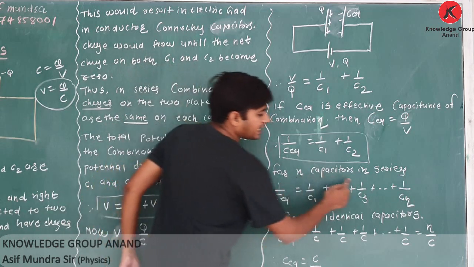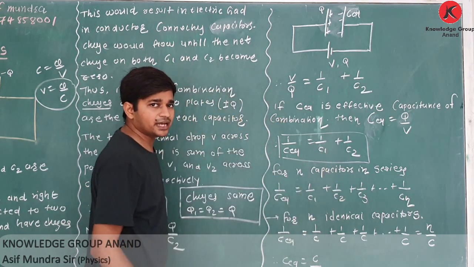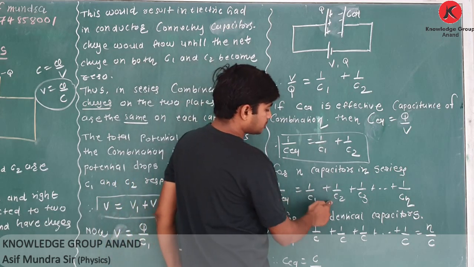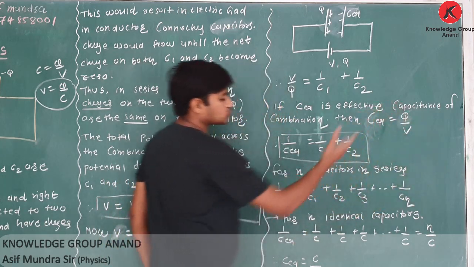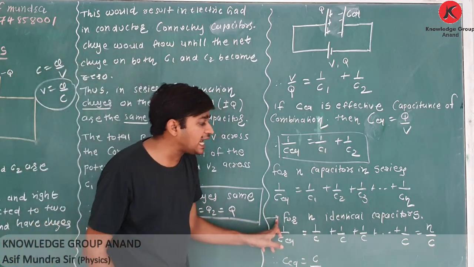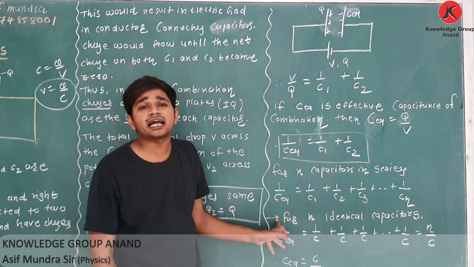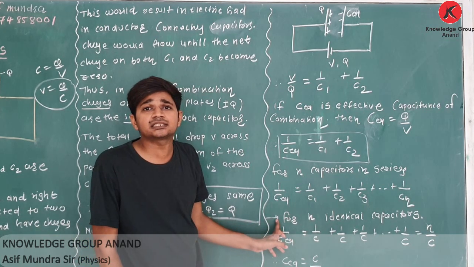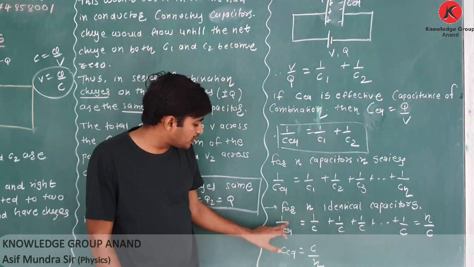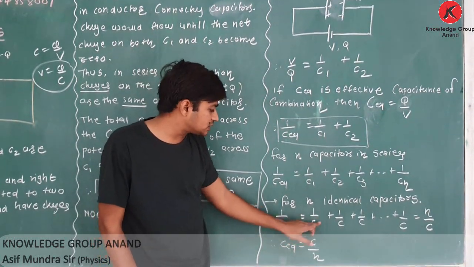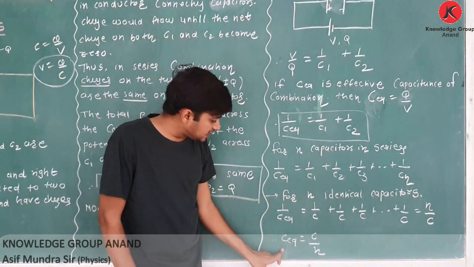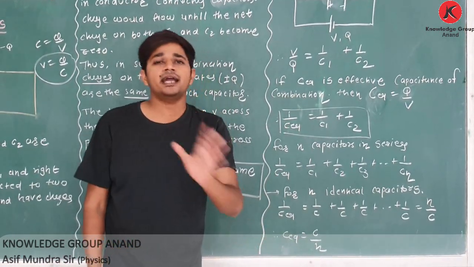Now, if you are given n capacitors, then 1 upon C equivalent is equal to 1 upon C1 plus 1 upon C2 plus 1 upon C3 plus ... 1 upon Cn. This is the general equation. If you are given n identical capacitors, identical means capacitance is the same, so 1 upon C equivalent is equal to 1 upon C plus 1 upon C plus and so on. So it will be n upon C, and C equivalent is equal to C upon n.